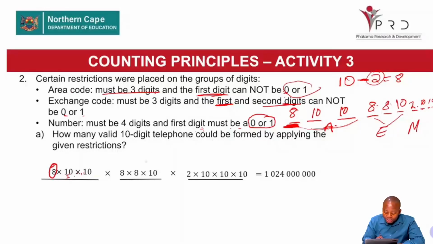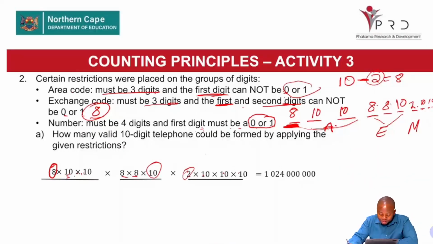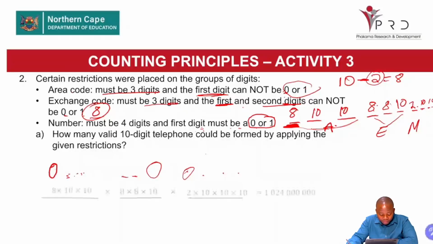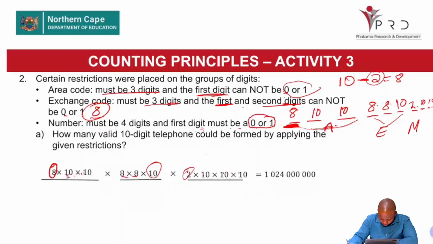Second, on the exchange code, the first and the second cannot be 0 or 1. So we can only have 8 options for the first two slots of the exchange code. So it's 8 and 8. Then the last slot of the exchange code can be 10. We can have 0 and 1 now. For the last one, we are saying the first one must be 0 or 1, which is 2 options only. Then the other 3 slots can be the same. So for our answer, we multiply everything together and we get that answer.